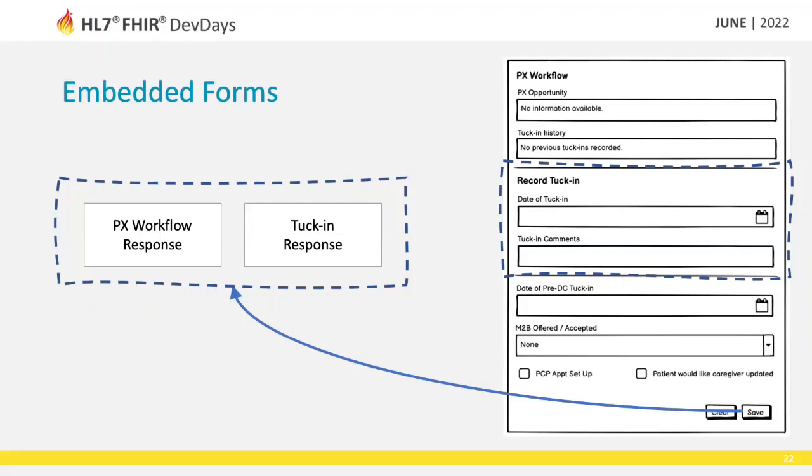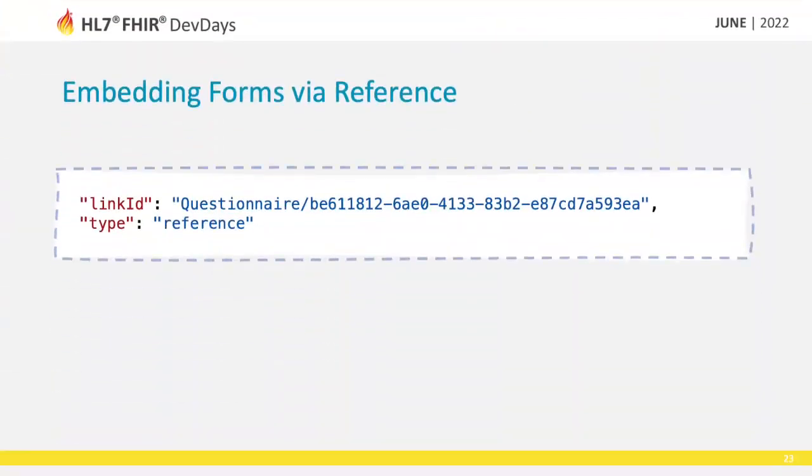But how do we embed one form within another? How is this represented in the questionnaire definition? We achieve this using a reference type questionnaire item. When our form renderer encounters a reference to another form, we simply fetch that form and render it in place. We do this during the initial load of the form, ensuring that the whole form is presented to the user as a single unit.